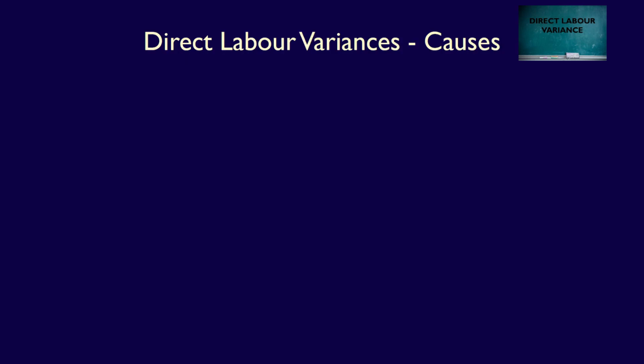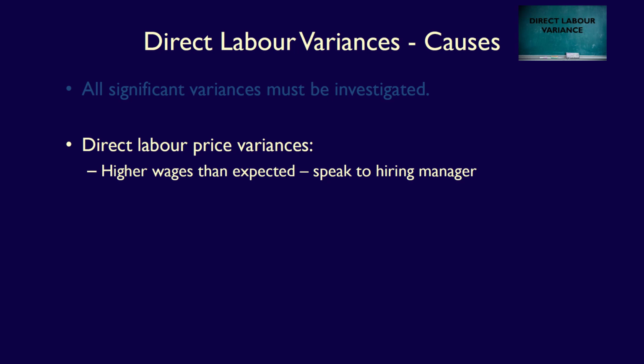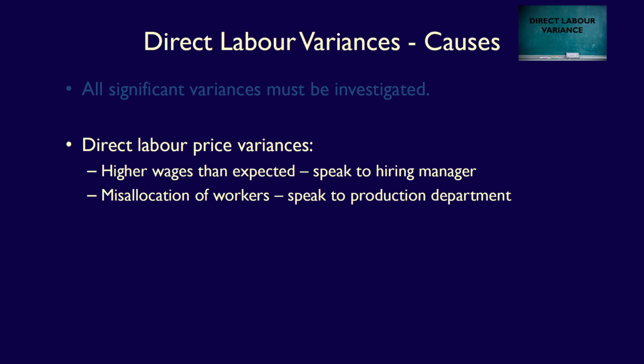What now? We have to determine the causes of the variance. Recall that all variances which are material, meaning that they are significant and have the capacity to affect the decisions of management, have to be investigated. For direct labor price variances, the unfavorable variance may be due to paying higher wages than estimated, which must be discussed with the manager who is in charge of hiring workers. Variances may also be due to a misallocation of workers, either using less experienced workers or using skilled workers when it's unnecessary to do so. In this case, discussions with the production department, who are responsible for assigning workers to tasks, is in order.